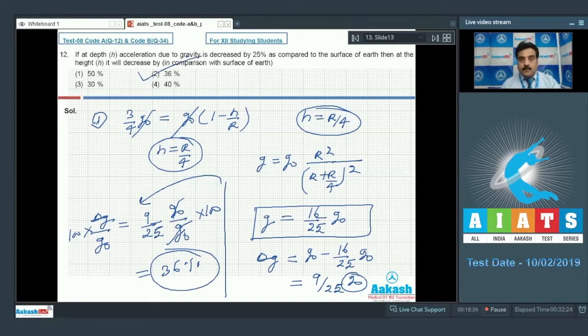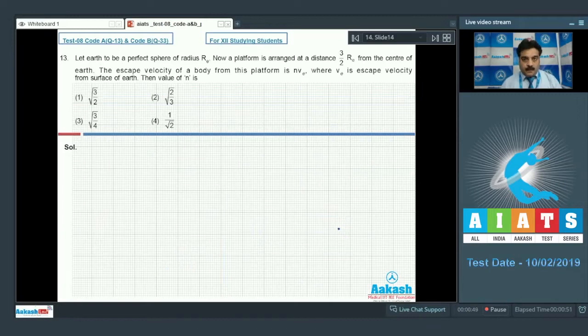So let's move on to question number 13. Question number 13: Let Earth be a perfect sphere of radius RE. Now a platform is arranged at a distance 3 by 2 RE from the center of Earth. The escape velocity of a body from this platform is n times VE, where E means escape velocity from the surface of Earth. The value of n is.